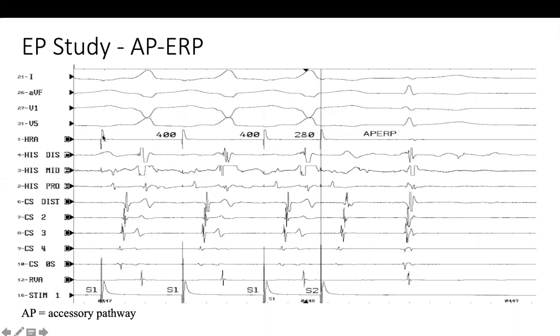S1, S2. Yes, exactly. Then pacing where? Pacing in the right atrium, high right atrium. Good. And it's conducting from proximal to distal. We see it in the CS, CS proximal is the earliest. Yes, it's conducting to the ventricle. Excellent. And same for S1.